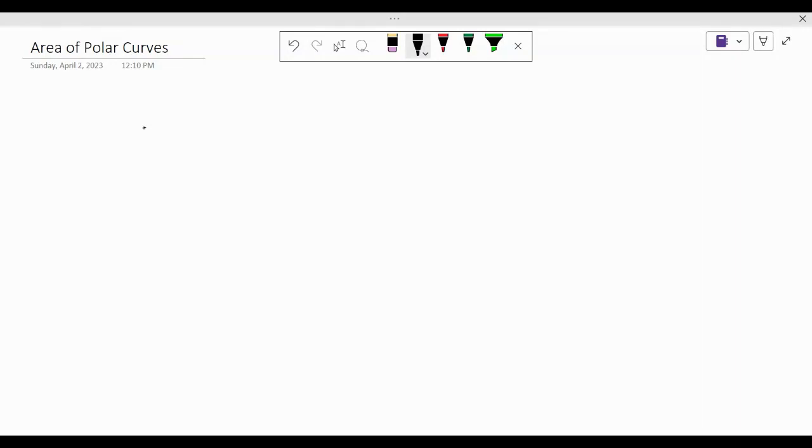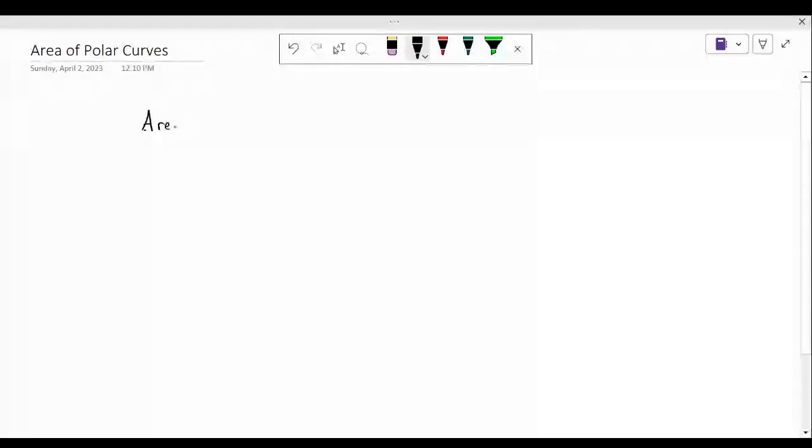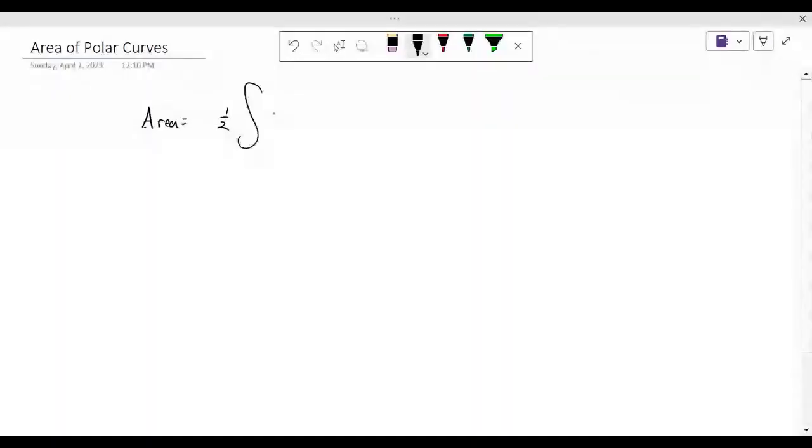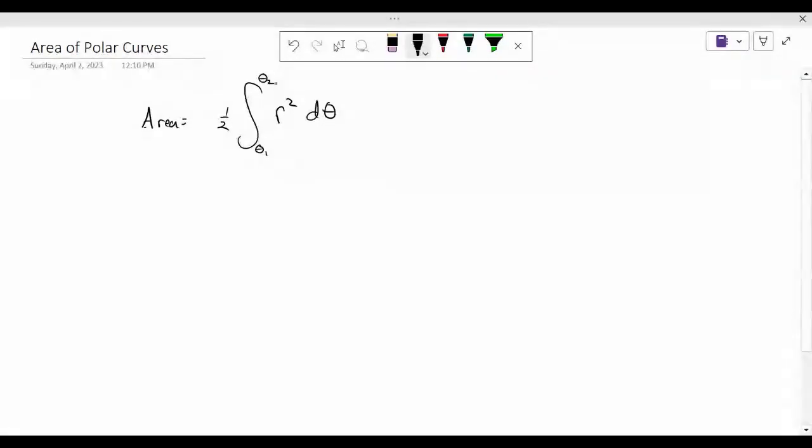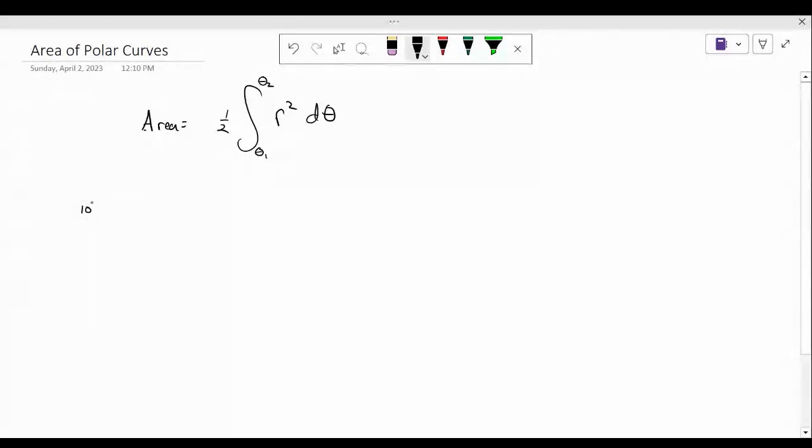Okay, so we're going to be looking at polar curves, an area. And for polar curves, remember the formula for area was half the integral of r squared d theta. And the bounds, of course, are theta values, as you're integrating with respect to theta. Okay, so let's start with some simple ones. Let's just call this problem 10 because I lost count.